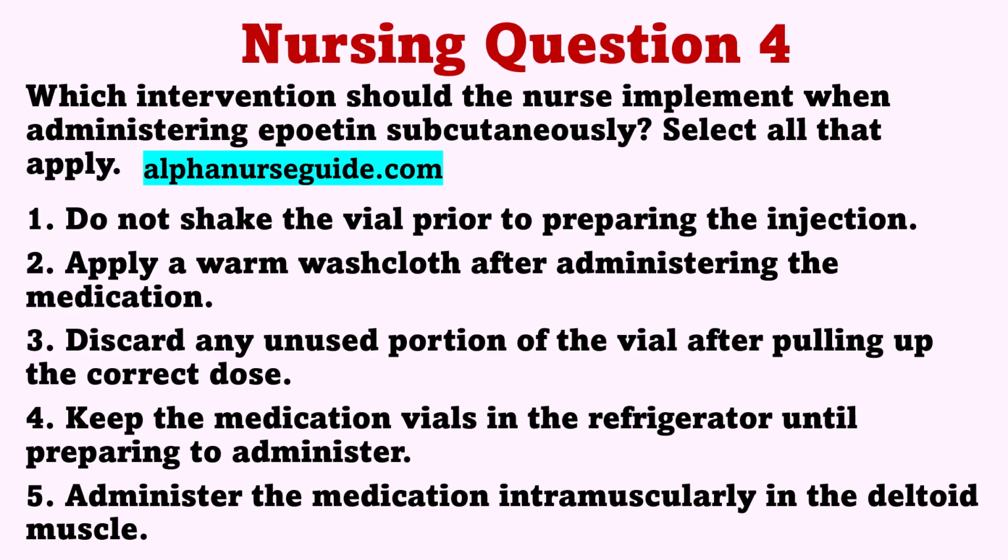The nurse should only use the vial for one dose. The nurse should not re-access the vial and should discard any unused portion because the vial contains no preservatives. The medication should be stored in the refrigerator and should be warmed to room temperature prior to its being administered. The nurse should apply ice to numb the injection site, not a warm washcloth after administration. This injection is administered subcutaneously, not intramuscularly.